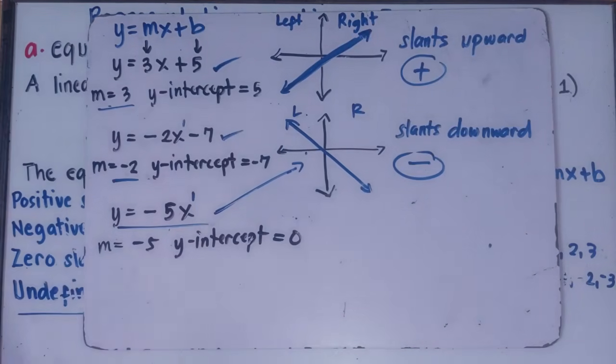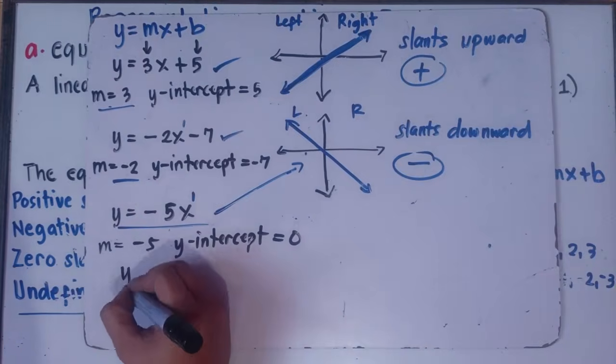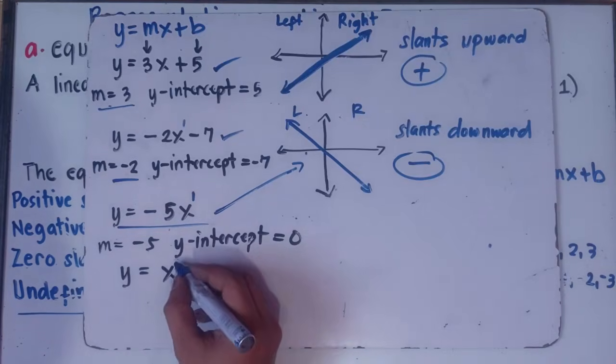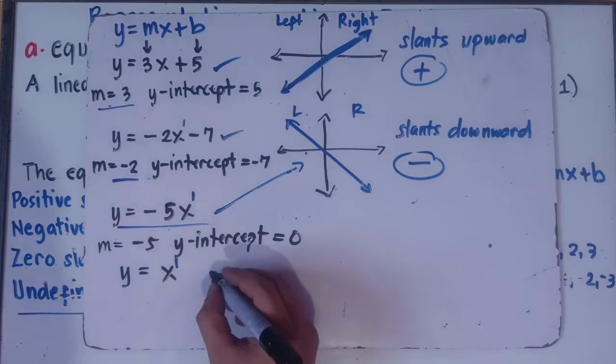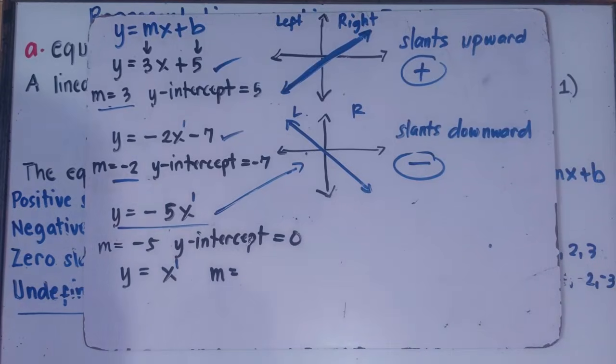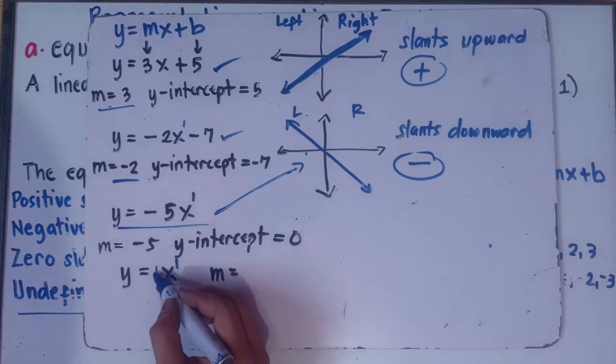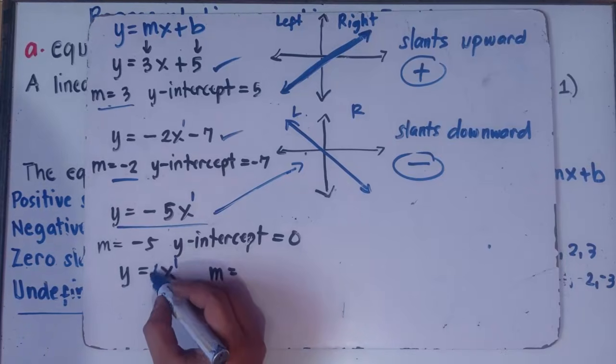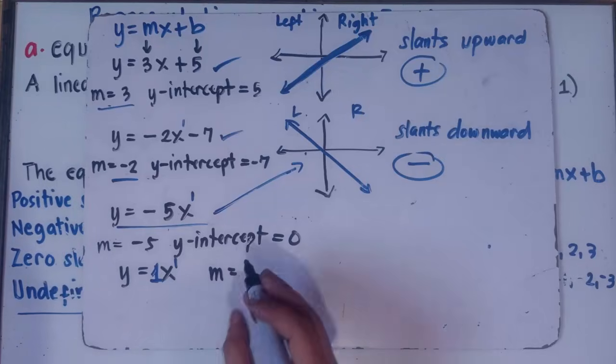Another example, class, if I will say y equals x. Question, class, is this a linear function? Yup, this will be a linear function because the highest exponent of x is just 1. Now, what would be the value of your slope, class? That's correct. Understood that beside x there's a 1. Therefore, the value of your slope would be 1.